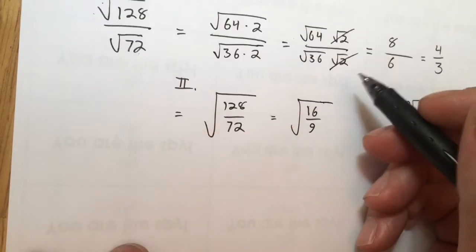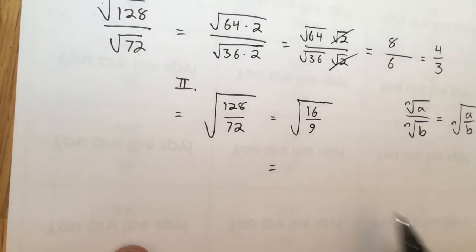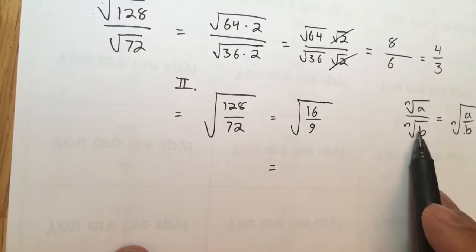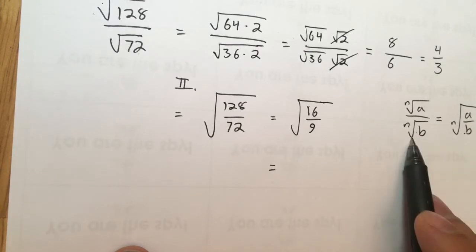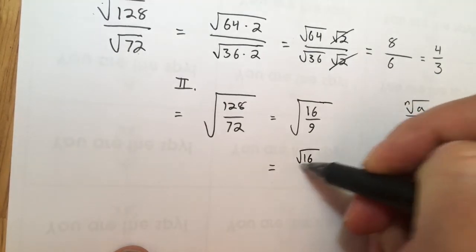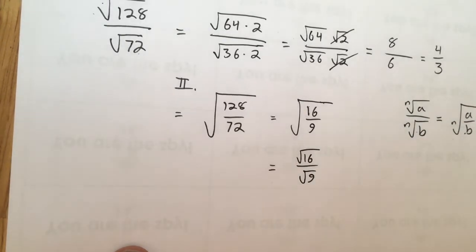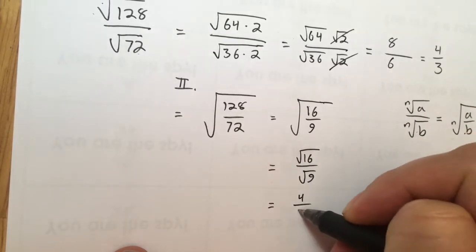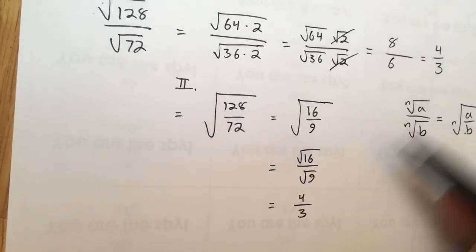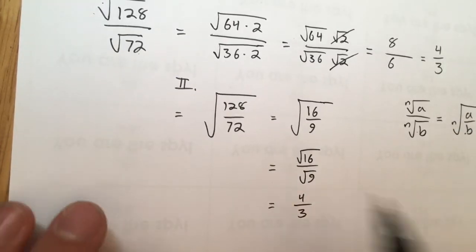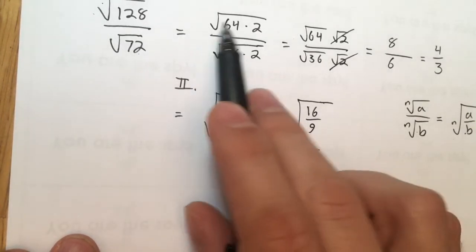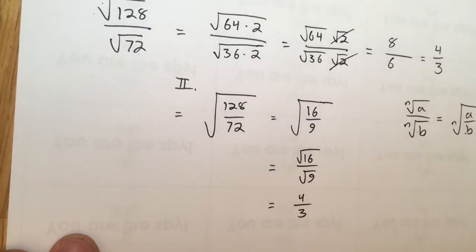And what can we do now? Well, now we can use this property in reverse, right? So now we're going to unfold it and look at it like root 16 over root 9. Square root of 16 is 4, square root of 9 is 3. And so we get the same answer. So two different approaches. You can envelop it into a single square root, simplify, and then pull the square roots apart, or you can just simplify the square roots individually.